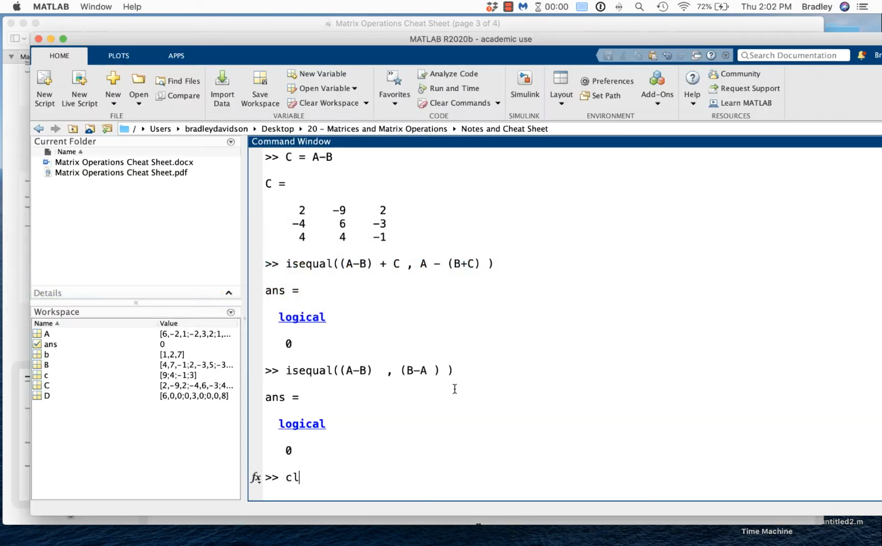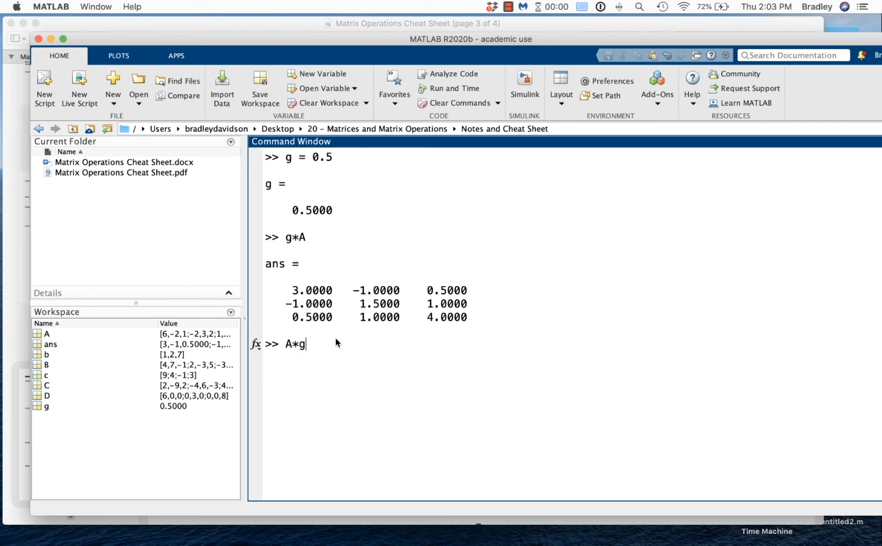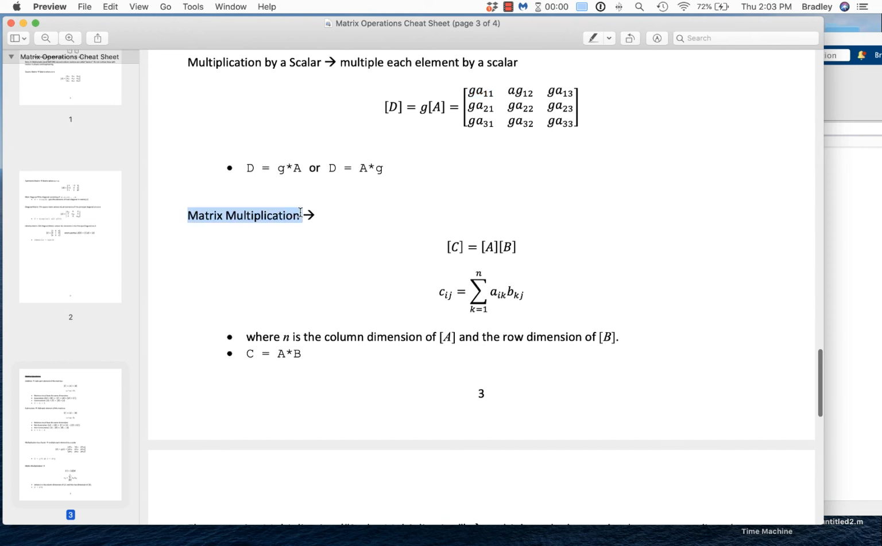So if G is equal to 0.5 and we have G times A, this is acting as a scalar multiplier, and we've simply just halved each of the elements within the matrix. This operation, where we're multiplying by a scalar, is commutative. So G times A, that we did just a moment ago, is equivalent to A times G. And so our next step in this series is looking at matrix multiplication.